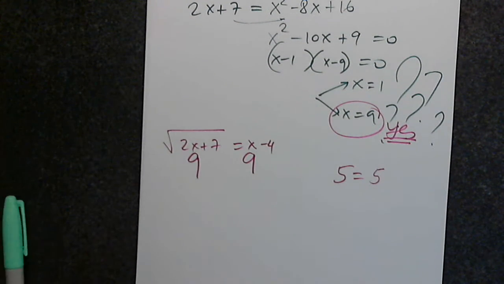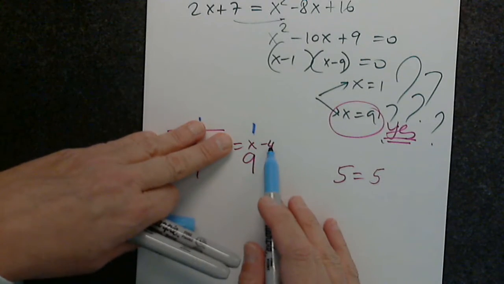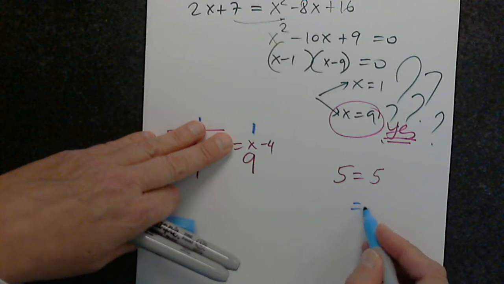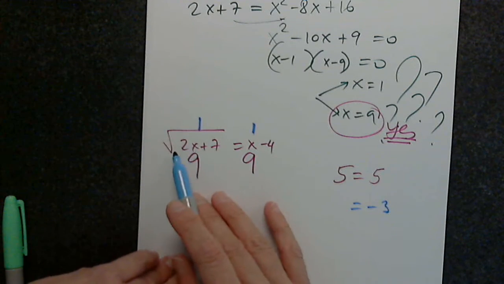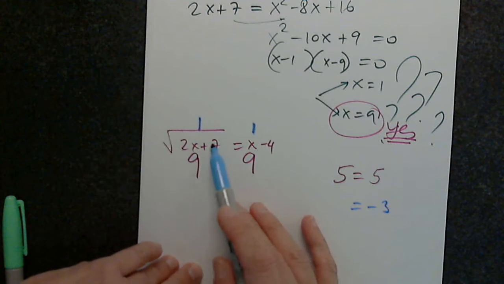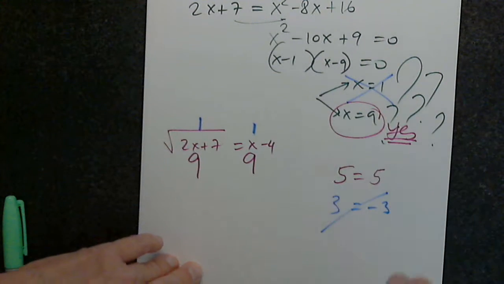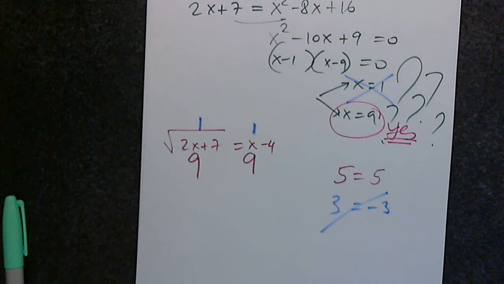Now I'm going to check 1. I know it doesn't work because 1 minus 4 is negative 3, and the square root is always positive. So 2 plus 7 is 9, the square root of 9 is 3, and that's not allowed. That's not possible. So the only solution is x equals 9.